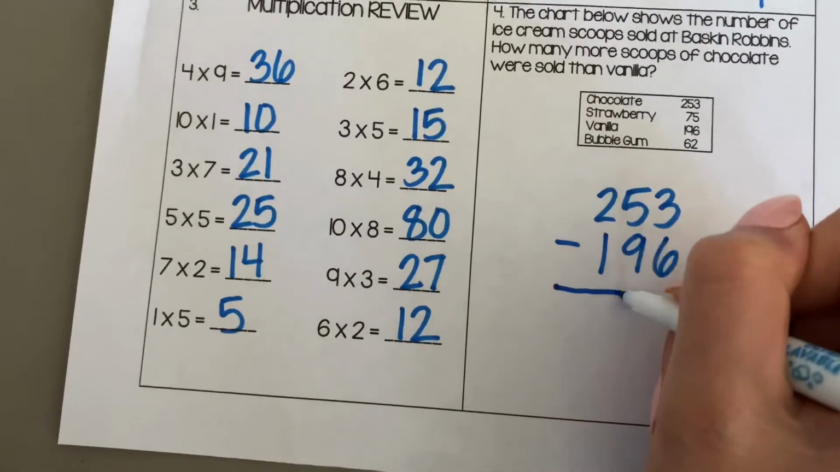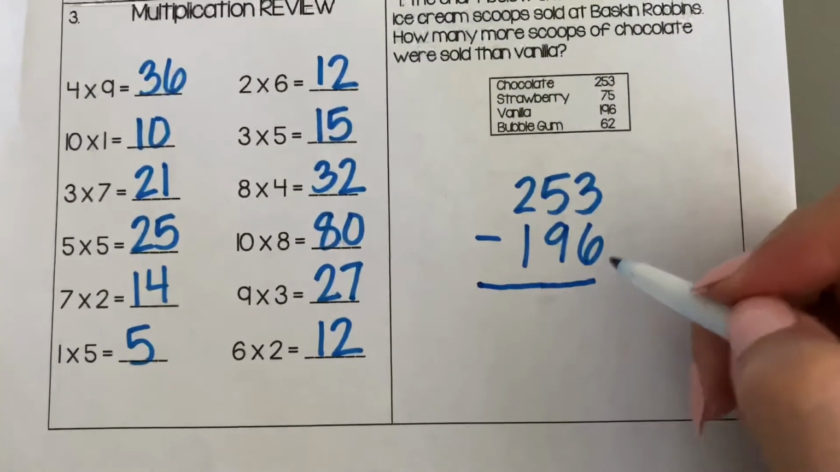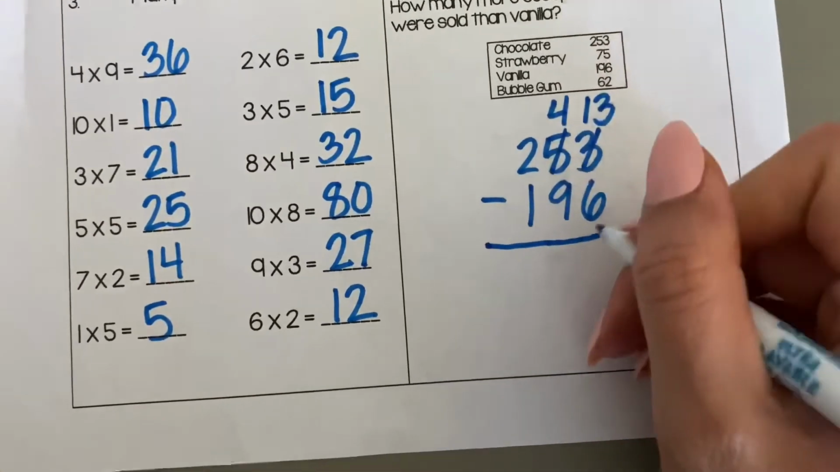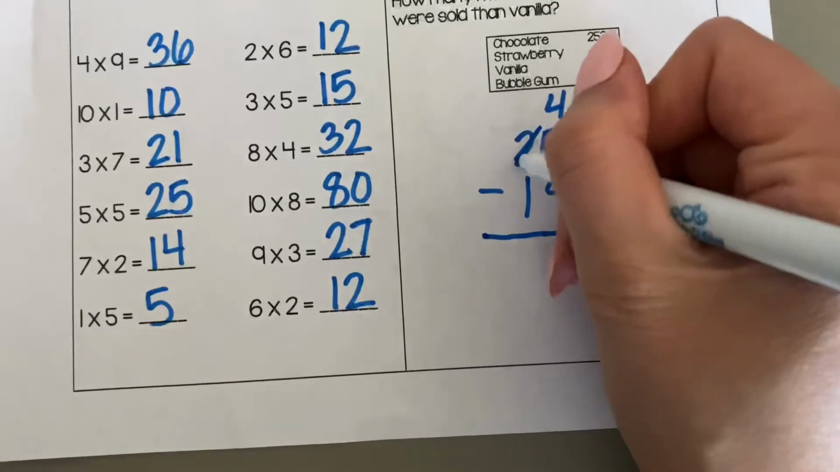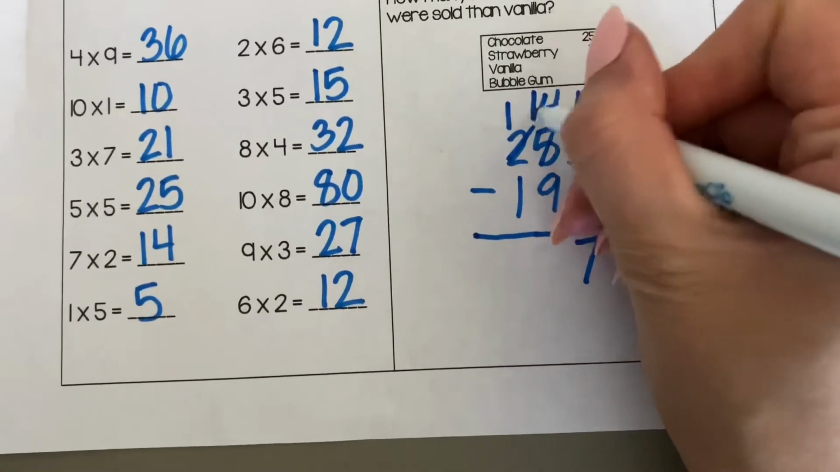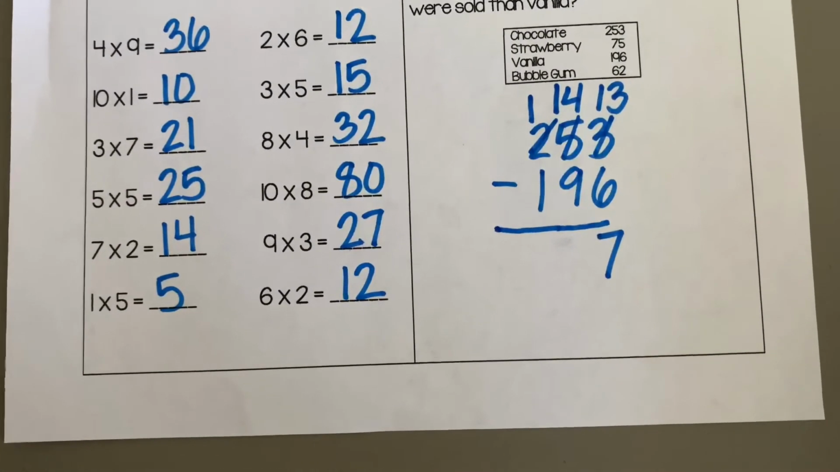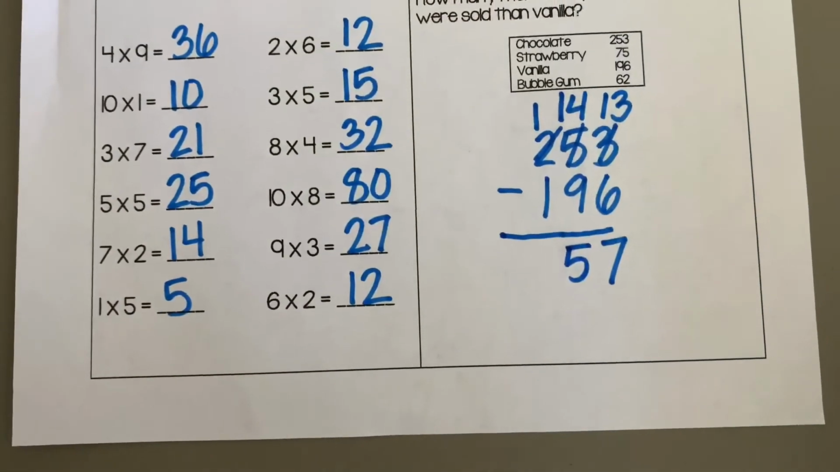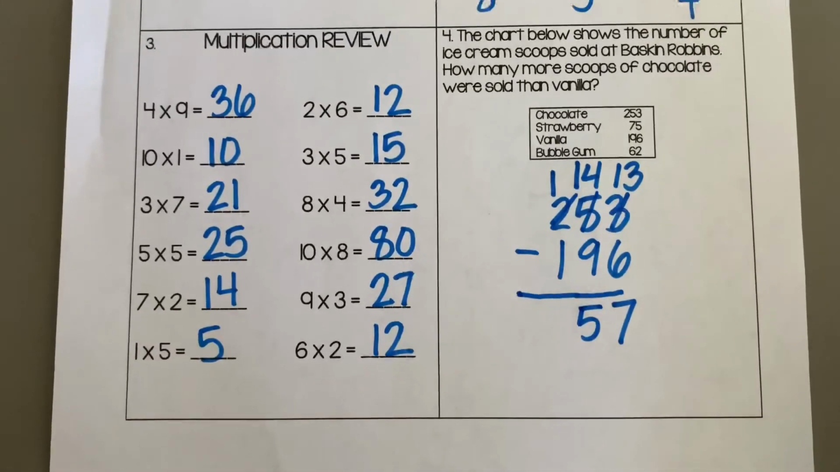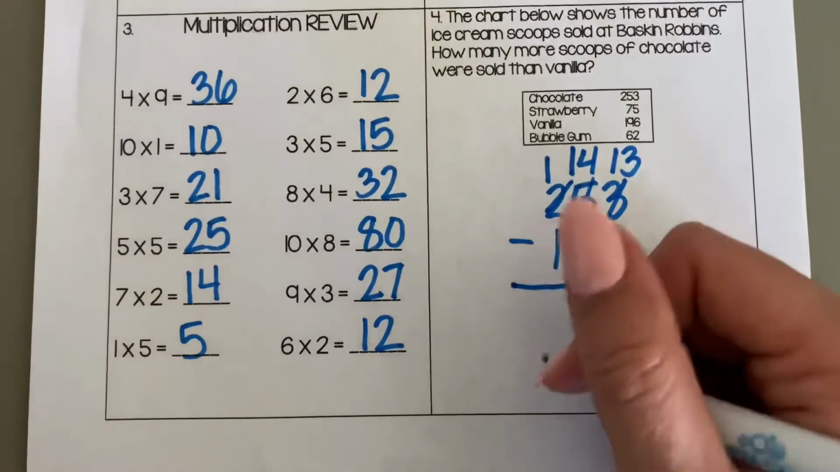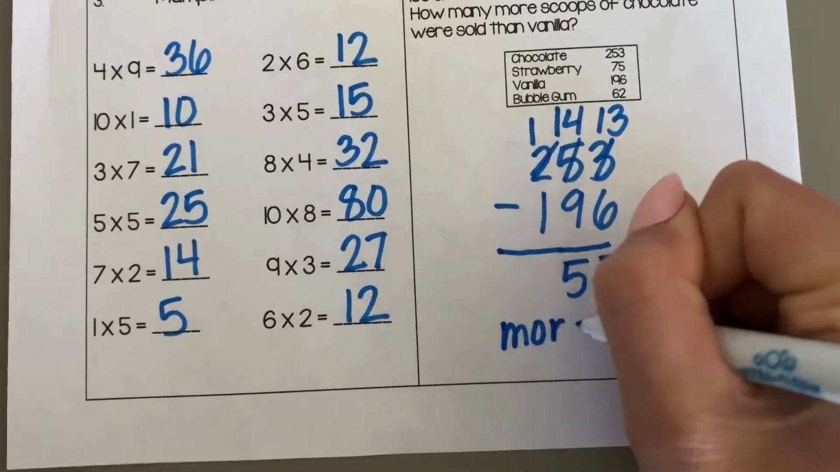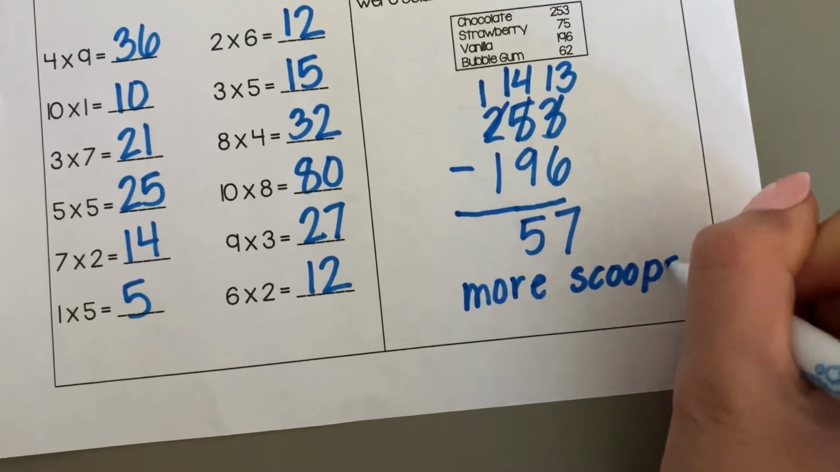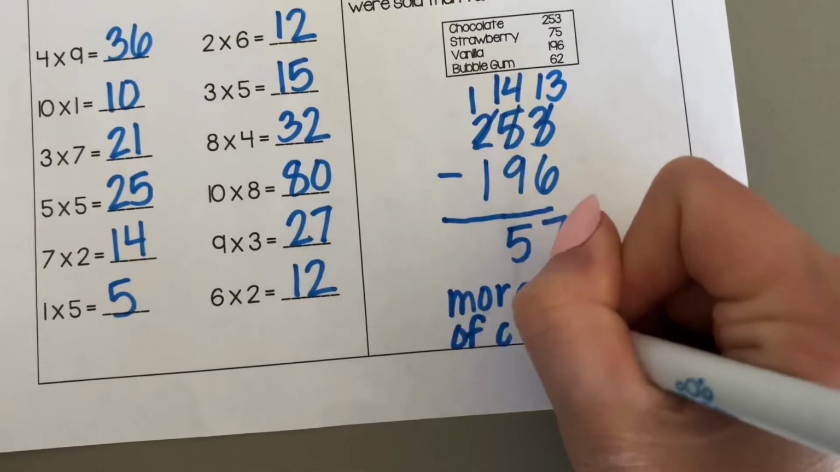We're going to go ahead and subtract 3 times 6. I can't do that. So I do need to rename 7 here. We cannot do 4 take away 9, so I am having to rename my 10s. And 14 take away 9 would be 5. All right, so 57, don't forget to label your answer. So 57 more scoops of chocolate.